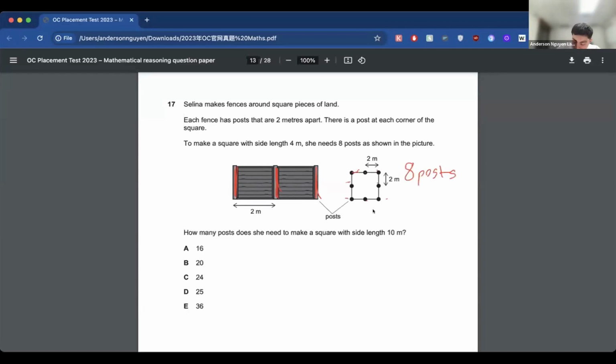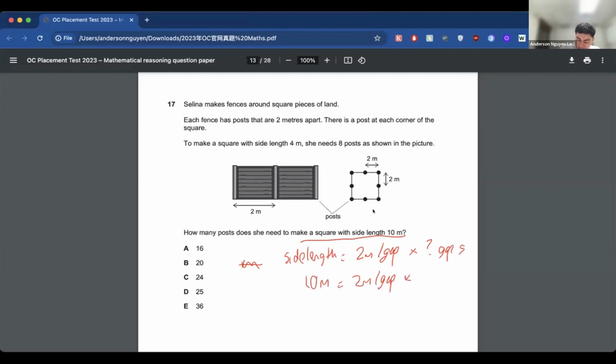They needed 8 posts, right? But the side length is equal to 4 meters, and that matches 3 posts to cover the 4 meters. So in other words, 2 gaps, okay? So now where can we go with this, right? They want to make a square with side length of 10. So let's figure out how many posts we need on one side. Remember, each gap is 2 meters, times a number of gaps. So if we want 10 meters, you need to times 2 by a number of gaps, and that number is going to be 5 gaps.